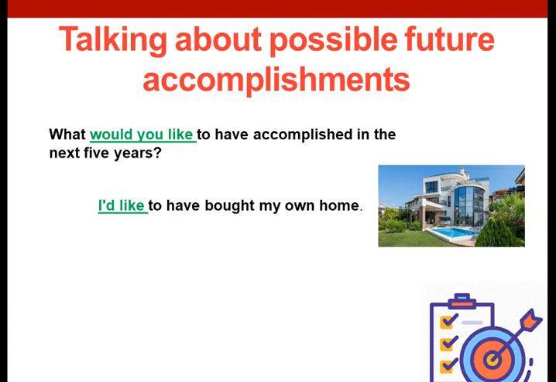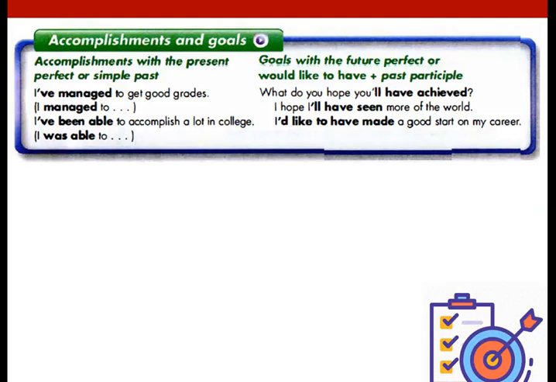So I use the expression I would like plus the perfect infinitive because, again, the perfect shows the result and the perfect infinitive shows the possible result in the future. I'd like to have bought. I would like plus to have plus the third form of the verb. So, talking about accomplishments and goals, we use a variety of tenses.